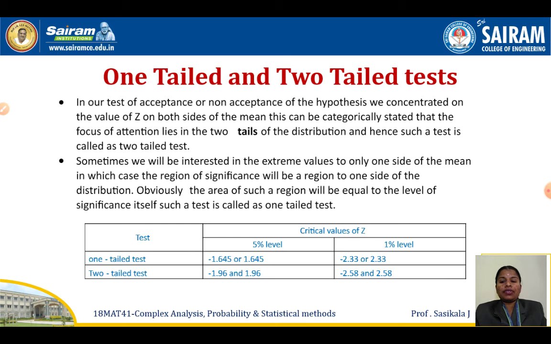So you can see the difference between the one-tailed test and the two-tailed test in the table, and how the distribution values change. For the one-tailed test, the critical value of Z at the 5% level is minus 1.645 or plus 1.645, and at the 1% level it is minus 2.33 or plus 2.33. For the two-tailed test, the 5% level is minus 1.96 and plus 1.96, and the 1% level is minus 2.58 and plus 2.58.